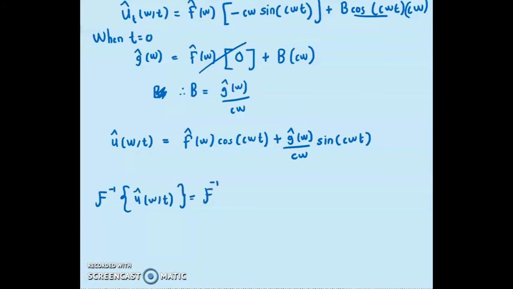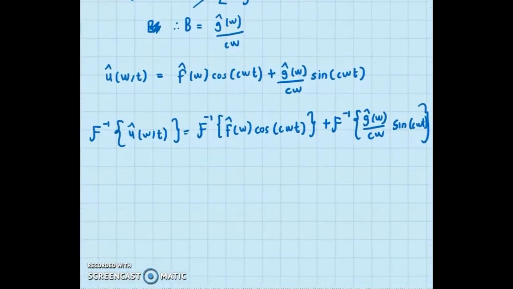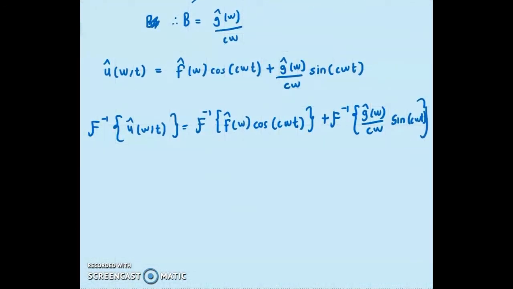Okay, so by the linearity property, I can take the Fourier inverse of g hat omega over c omega sine c omega t. Okay, so what happened here now? The inverse of this, I'll write it in blue, the inverse of this is u x t.